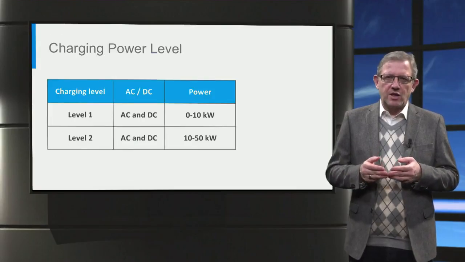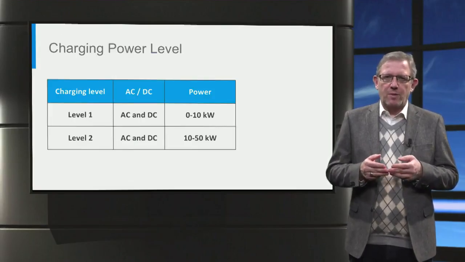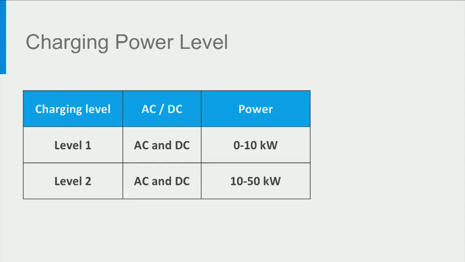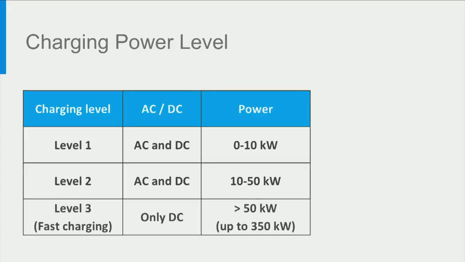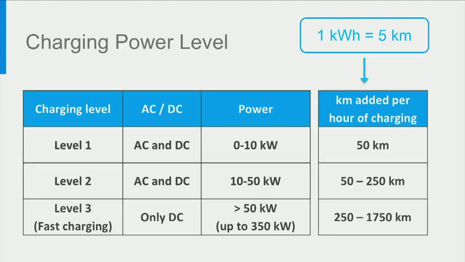With AC and DC charging, the charging power can be split into three levels, level 1 up to level 3. Generally, level 1 refers to charging power up to 10 kW, while level 2 refers to charging power up to 50 kW. Both AC and DC charging can provide level 2 charging power. Beyond 50 kW, only DC charging using an off-board charger is used to provide charging power as high as 350 kW. Level 3 charging is often called fast charging.